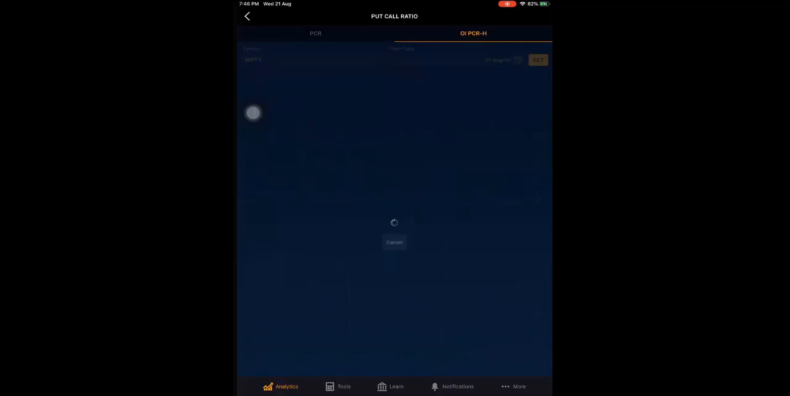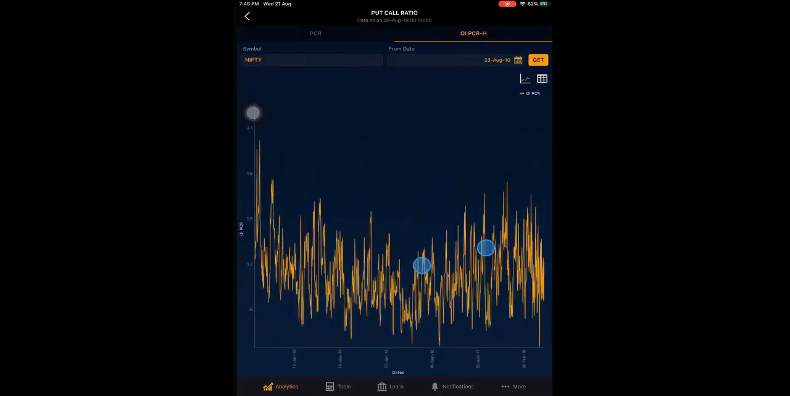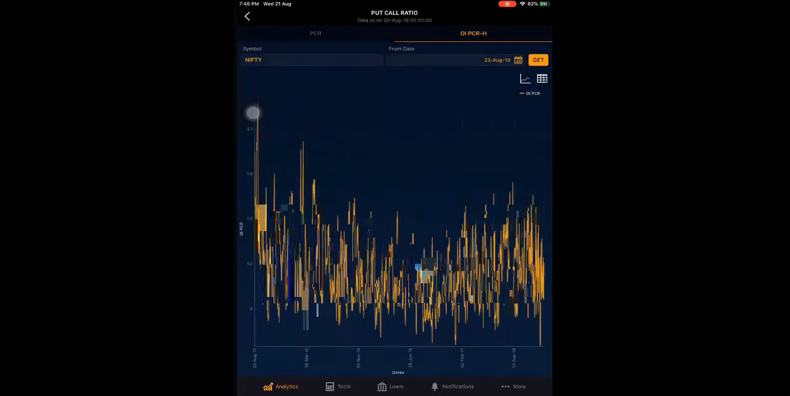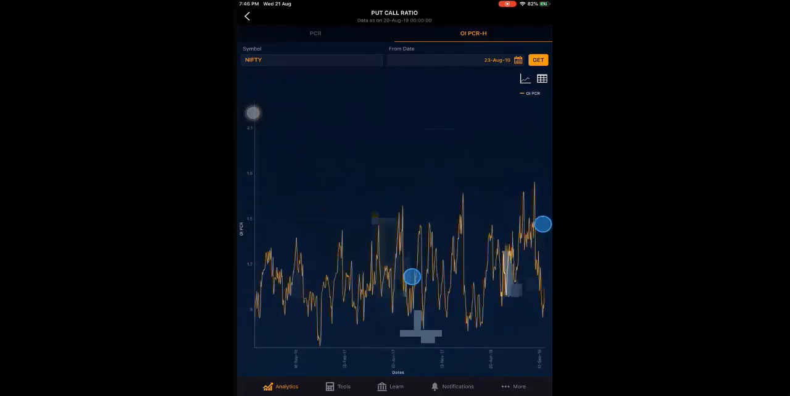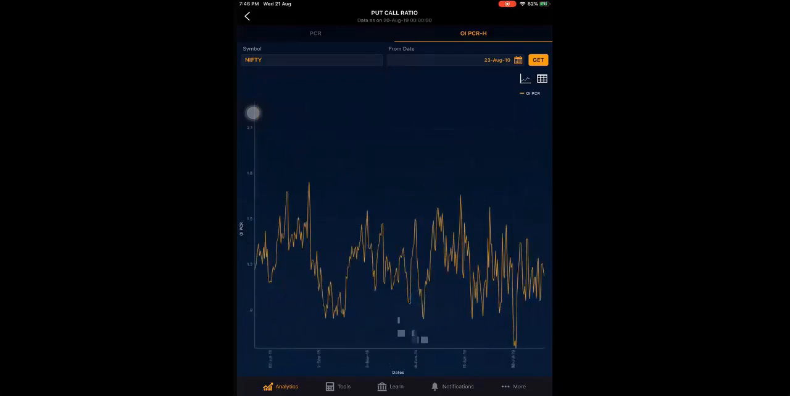So by default, you get it for 1 year. You can go back and look up the historical data. So you see that in Nifty, how much was the highest PCR? Normally 1.6 to 1.8 is the highest, and 1 and below is the lowest point. You can zoom in and zoom out to see the complete OI PCR. This you have for the indices as well as for the stocks.